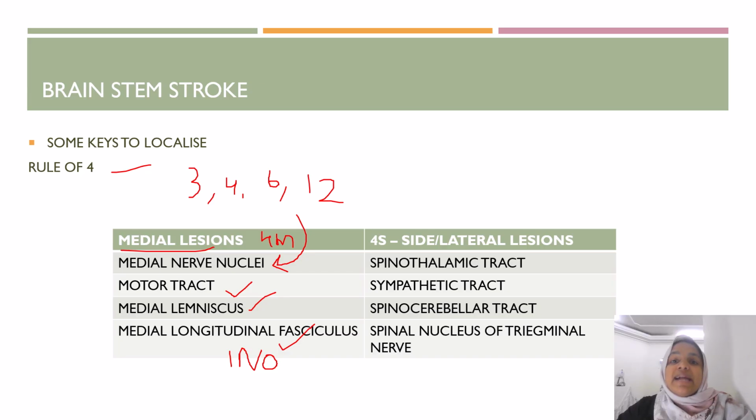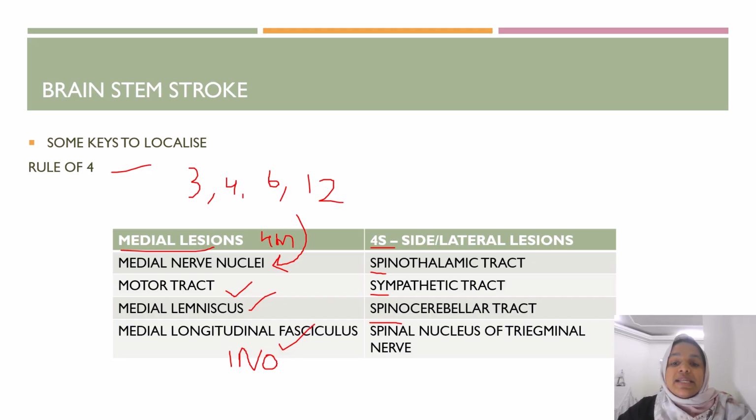Then what are the lateral lesions? What are the pointers to lateral lesions? That is 4S. S for side, or S for lateral. Side means lateral. S for spinothalamic tract, which is concerned with our pain and temperature. Sympathetic tract, whose presentation is Horner's syndrome. There is ptosis, anhidrosis, and miosis.